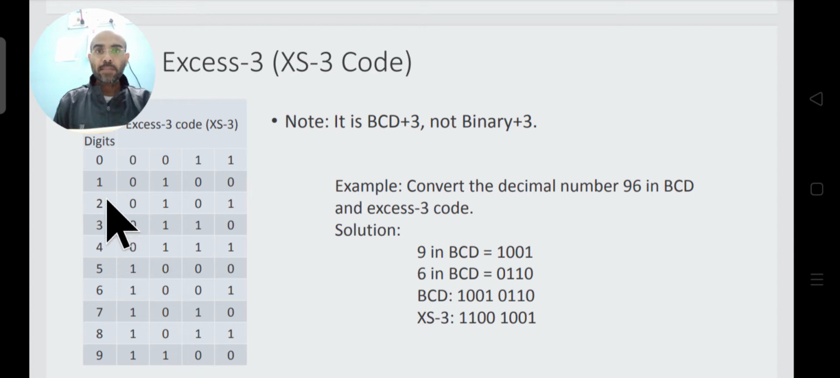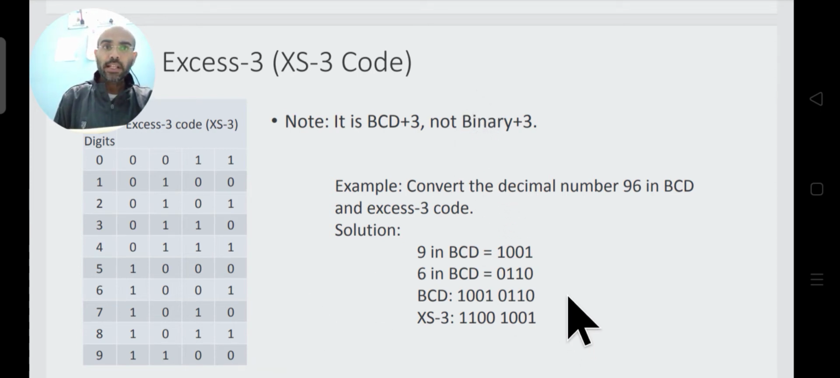Similarly, you can write the excess-3 code for the numbers from 0 to 9. The excess-3 code doesn't start from 0, but it starts from 3. So 0 is 0011, 1 is 0100, 2 is 0101, 3 is 0110, and so on and so forth. You can see that the excess-3 code for 9 is 1100.